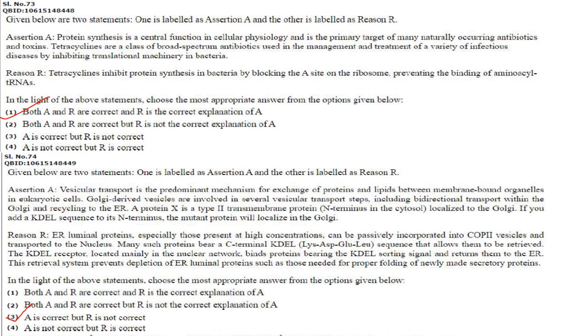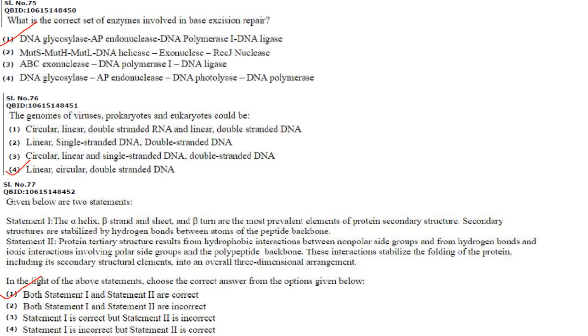This topic is taken from transport of proteins. Then next one. What is the correct set of enzymes involved in base excision repair? So DNA glycosylase, AP endonuclease, DNA polymerase 1 and DNA ligase 1. That itself is the answer.